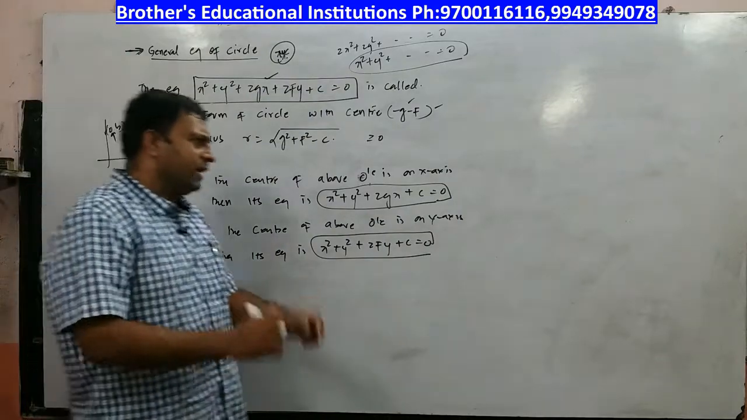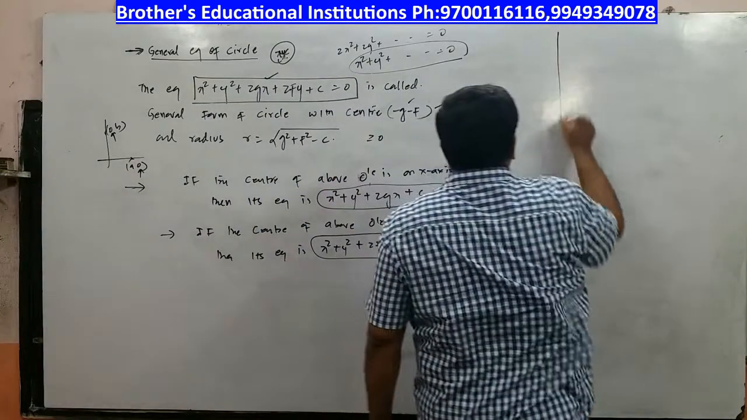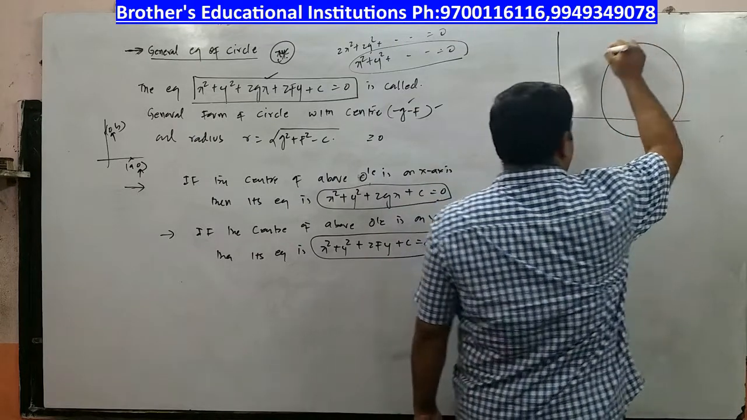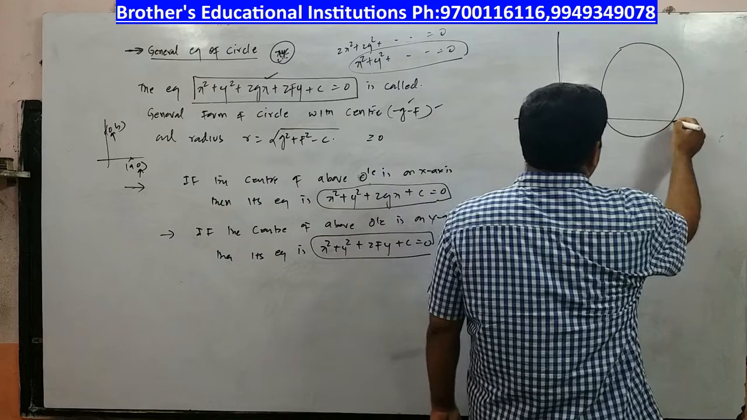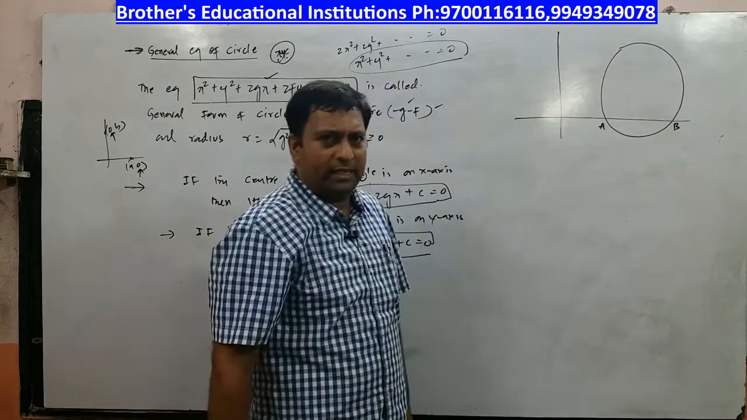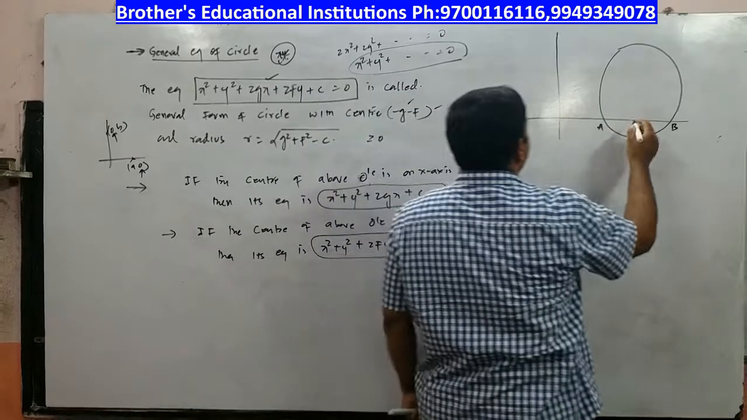Now let us say our circle, instead of having center on x-axis, our circle is cutting x-axis like this, right? Now when it is cutting x-axis, definitely it makes an intercept of some length on x-axis. Now this length is called x-intercept.